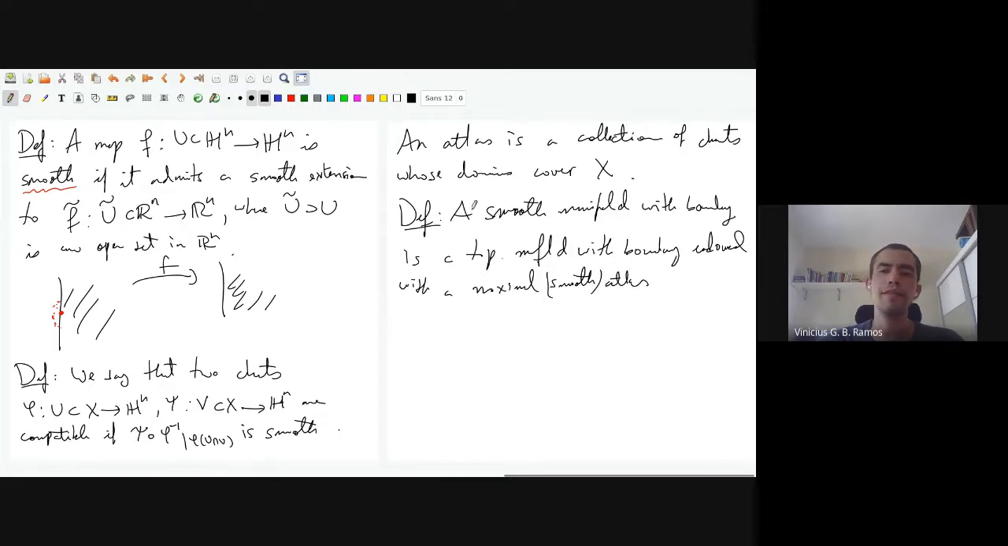So the smooth, as usual, I'm going to write in parentheses. So if I don't say that it's smooth, then it is smooth, by assumption. Okay. So we're going to mostly just talk about smooth manifolds with boundary.